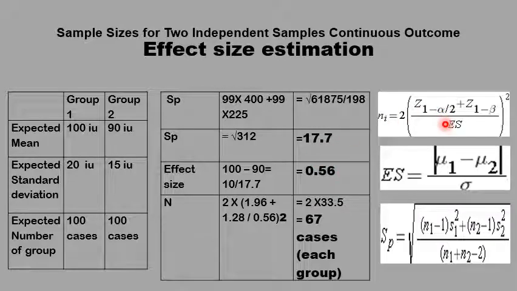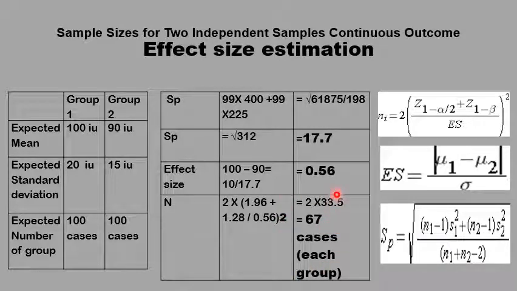Use this in the formula, and now for the z-score for the level of significance, we use 1.96, and the z-score for the power, because we are choosing a 90% power, is 1.28, and divide this by the effect size that we have just calculated, which is 0.56, and multiply all by 2. Then you get 2 multiplied by 33.5. That is to say, you need 67 cases in each group.